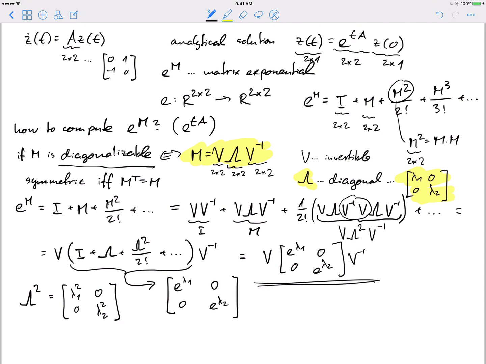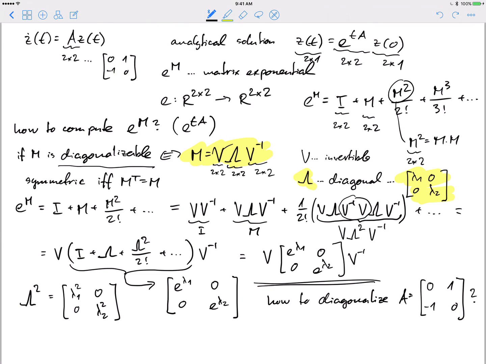So now we are left with the question of how to diagonalize our matrix A, which is our old friend 0, 1, minus 1, 0. Okay, how to come up with the V and lambda such that this gives me A. If we do this, we know we can solve the ODE. We will get the analytical solution, and if we are lucky, hopefully the analytical solution will match our geometric intuition, and everybody will live happily ever after.